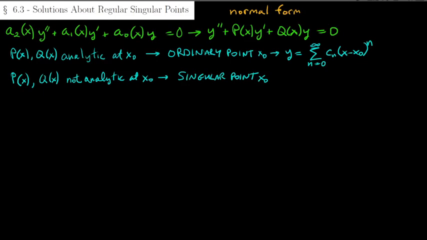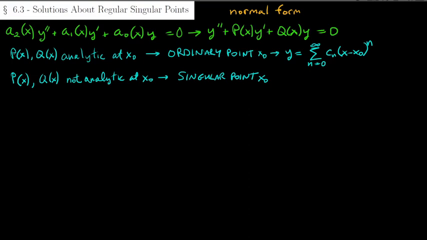Hello. So we're going to start 6.3, finding solutions of differential equations about regular singular points. Last time we had our second order homogeneous differential equation, and we wrote it in the normal form, that's y double prime plus p of x y prime plus q of x y equals 0.